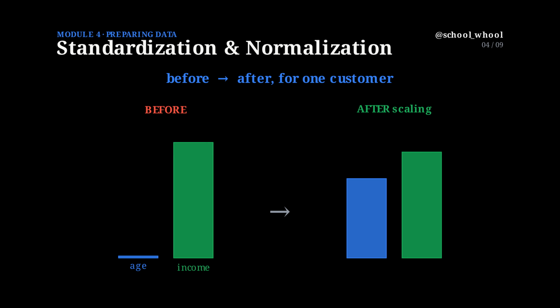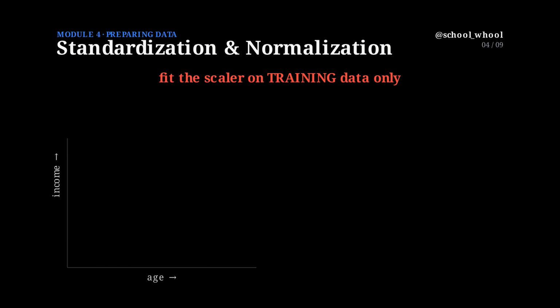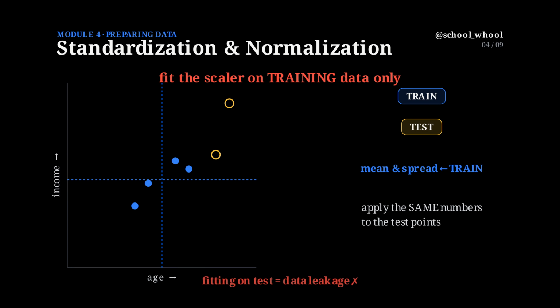One crucial rule about where those numbers come from: the mean, the standard deviation, the min and the max, learn them from the training data only. Freeze them. Then apply those same frozen numbers to transform the test data. Watch a held-out test customer get scaled using the training mean and spread, not its own. If you let the test set influence the scaling, information leaks from test into training, and your evaluation is quietly flattering. Fit on train, apply to test, never the other way around.